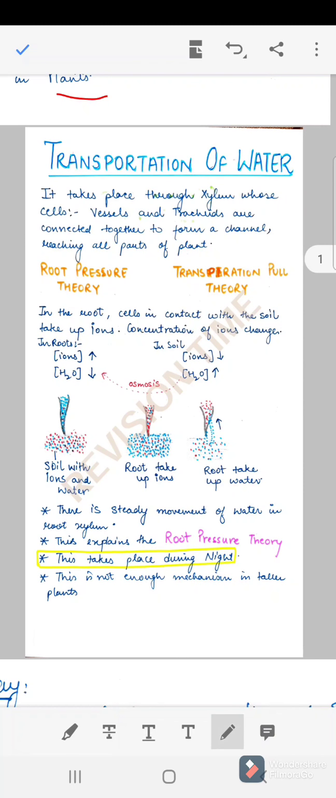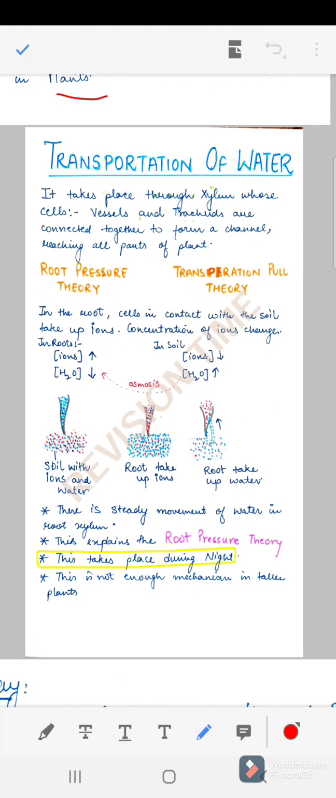So transportation of water takes place through xylem, whose cells are vessels and tracheids, and these cells are connected together and they form up a channel, and this channel reaches all the parts of the plant. So there are basically two theories which explain the transportation of water in plants. First is the root pressure theory and second is the transpiration pull theory.